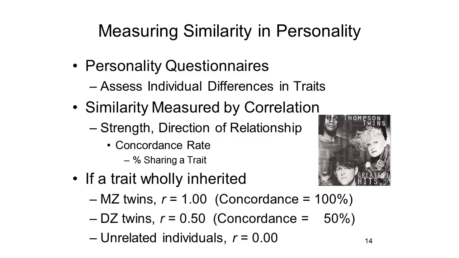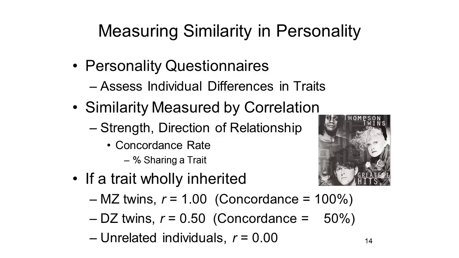An alternative measure of similarity is the concordance rate. That is simply the percentage of subjects who have some characteristic in common. We'll use the concordance rate later when we look at behavior genetic studies of mental illness. But the logic is the same.